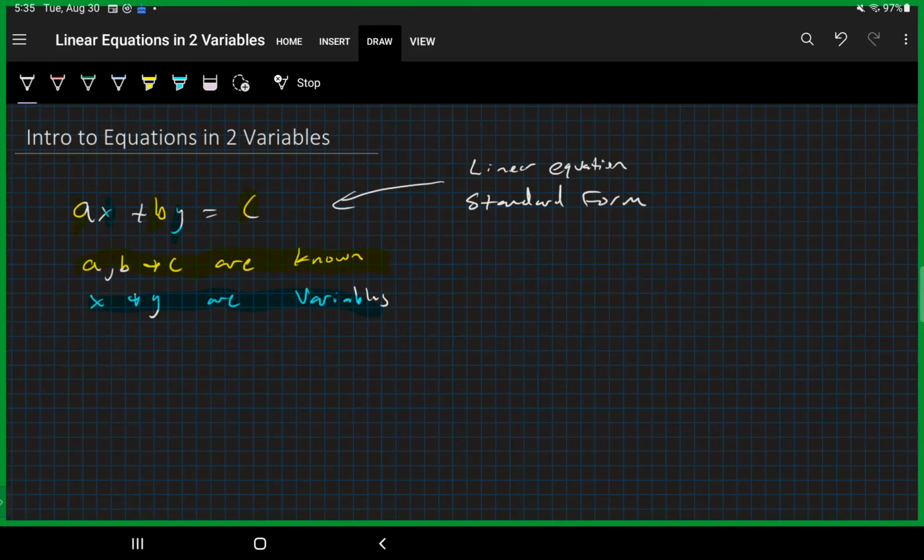Also, if you look at the exponents on the variables, if we don't see anything written there, we assume that they're ones. And linear equations have an exponent of 1. Again, there's an infinite number of solutions. And these solutions take on the form of ordered pairs or points that look like x comma y, where we have an x value and a y value, and the order matters. So let's just jump in.